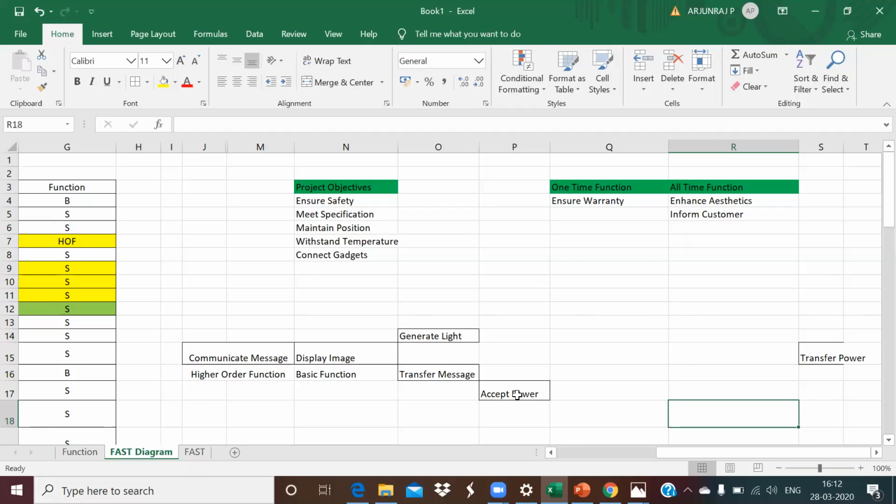So Senthil, you can give your input now. Okay. When I'm switching on the laptop, automatically the light gets generated, and I'm also displaying the image immediately. So for transferring power, the company has no need to pay any money. Even accept cover can be an unwanted function. What I feel is the company is not going to pay money for that. Transferring power is a lower order function, so we can put this in the lower order.